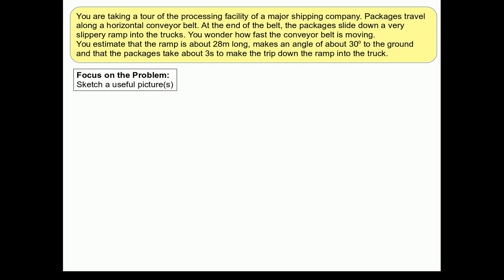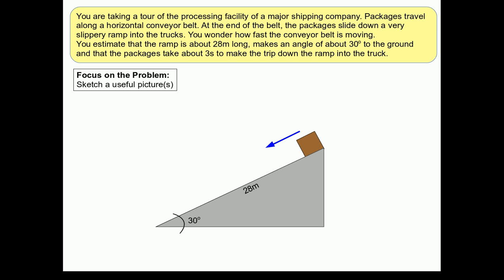Following our problem-solving framework, let's begin focusing on the problem by sketching a useful picture. In this problem, we have a ramp, and the box begins its journey at the top of the ramp with some initial velocity, indicated here by a blue arrow. The ramp is 28 meters long and makes an angle of 30 degrees with respect to the ground.